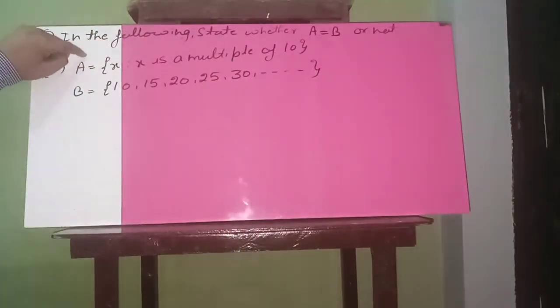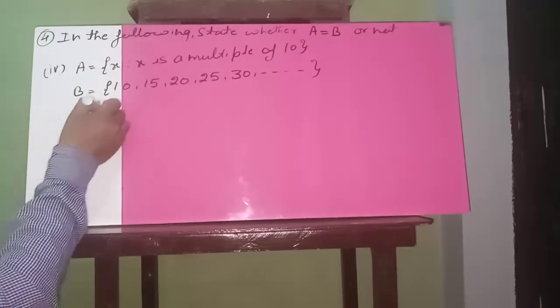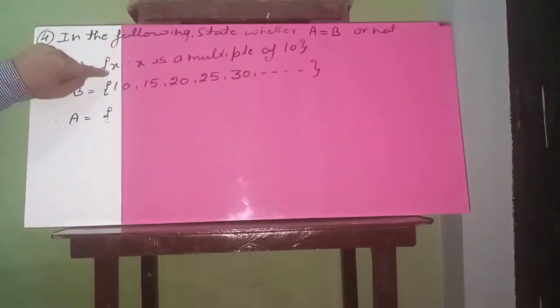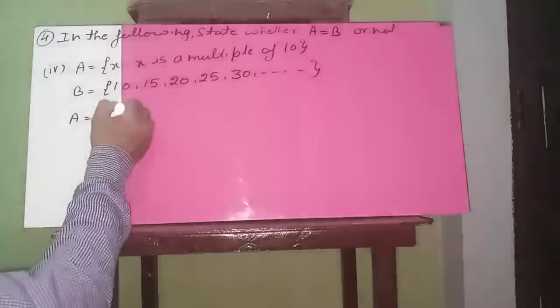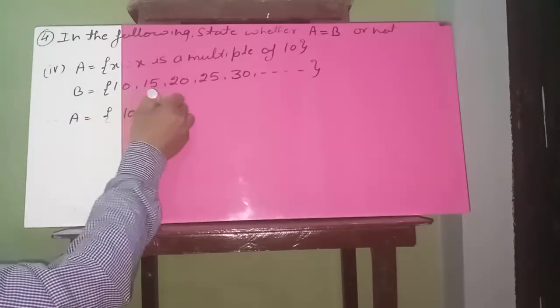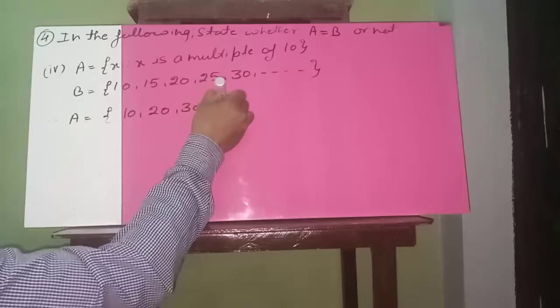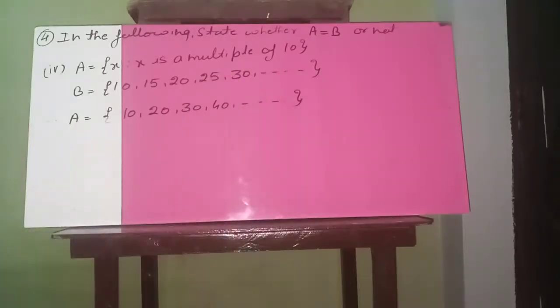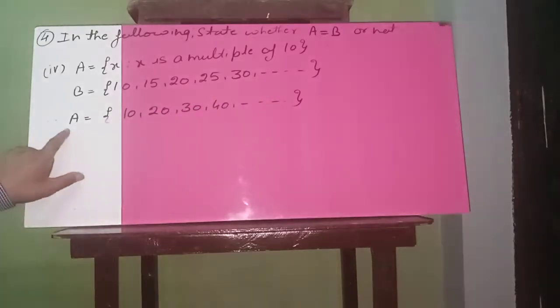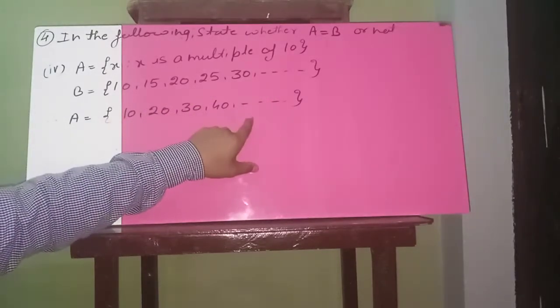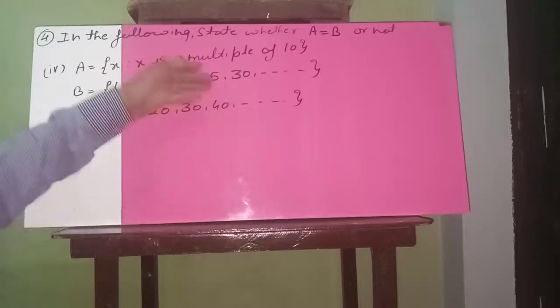So at first we change set A into roster form. In set A we have an element x that is a multiple of 10. So tell me, what are the multiples of 10? It means 10, 20, 30, 40 and so on. Okay, so check whether A and B are equal or not. Both are infinite sets because they have uncountable elements. Both are infinite sets.